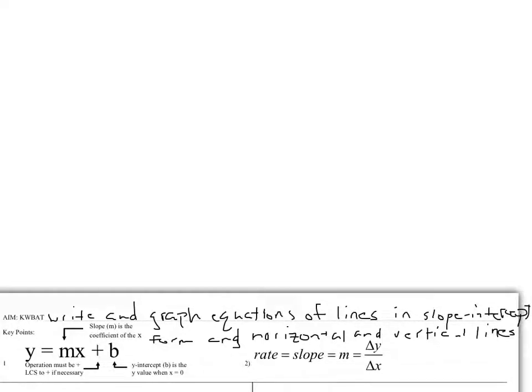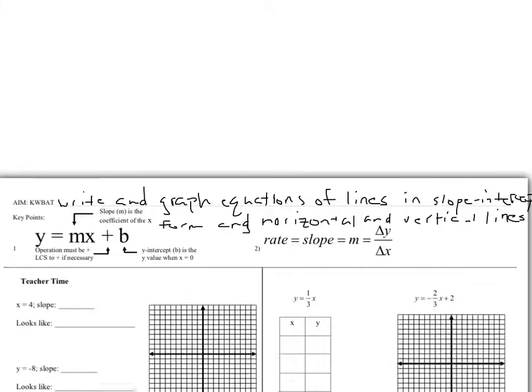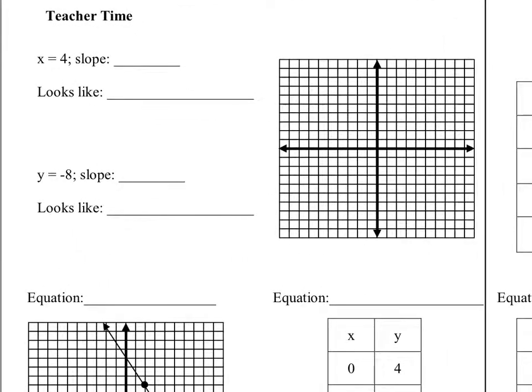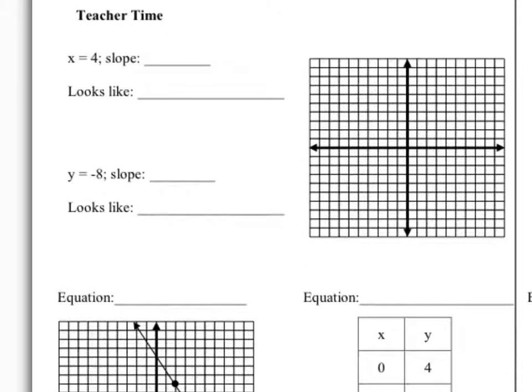Today's aim is we're going to write and graph equations of lines that are in slope-intercept form and graph and write lines for vertical and horizontal. So this is the newest part of our lesson today, is looking at these special case lines. Looking at the first special case line, it is x is equal to 4.